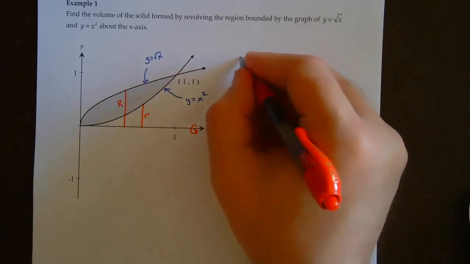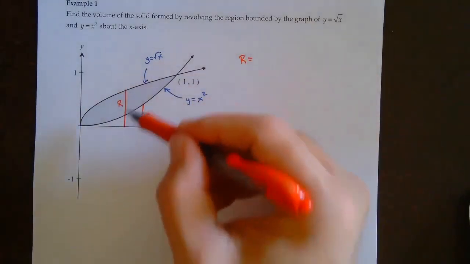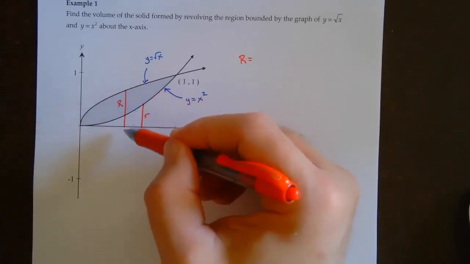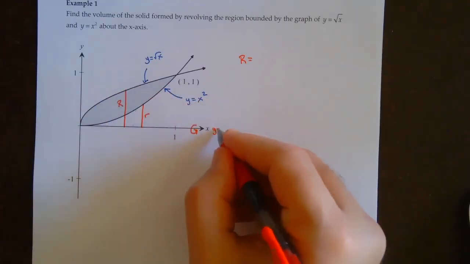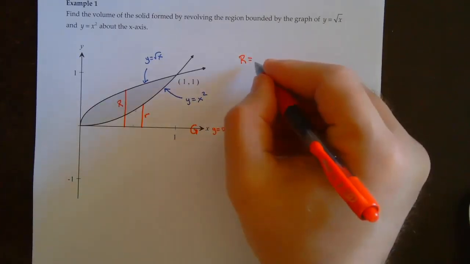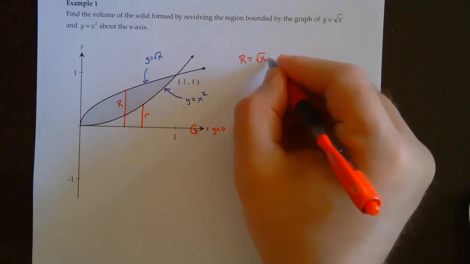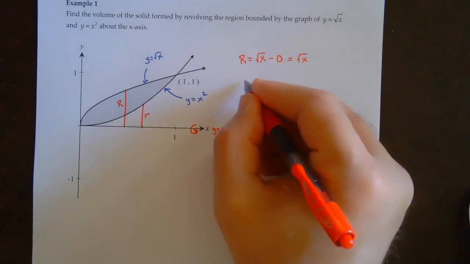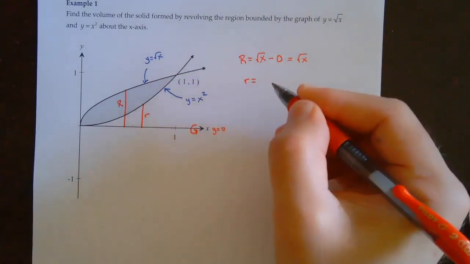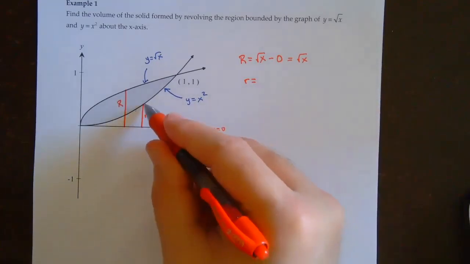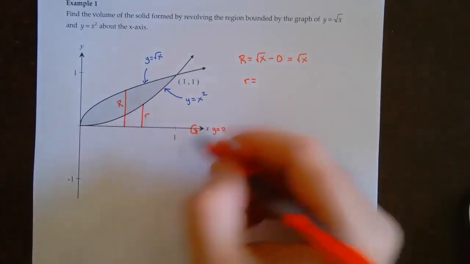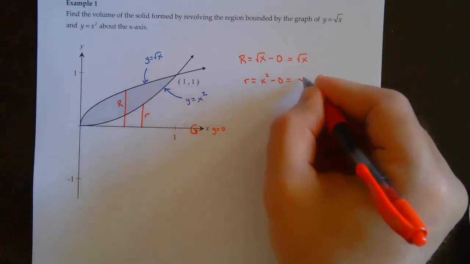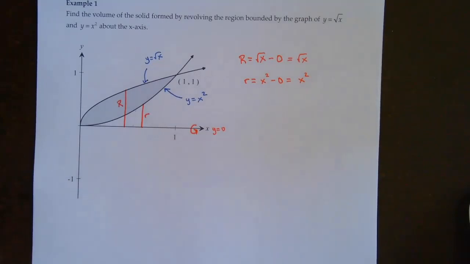Okay, so what is big R? Well, because we're going vertical, it's going to be the top, which happens to be the square root of x, minus, and this would be y equals 0. The x-axis is y equals 0. So it'd be the square root of x minus 0, which would just be the square root of x. And the little r would be x squared, the top minus the bottom, right? So x squared minus 0, which is just x squared, okay?